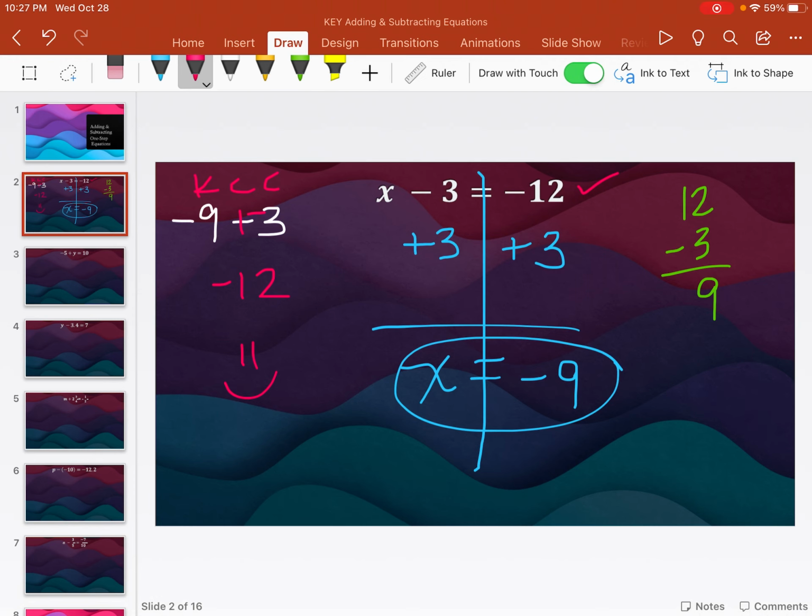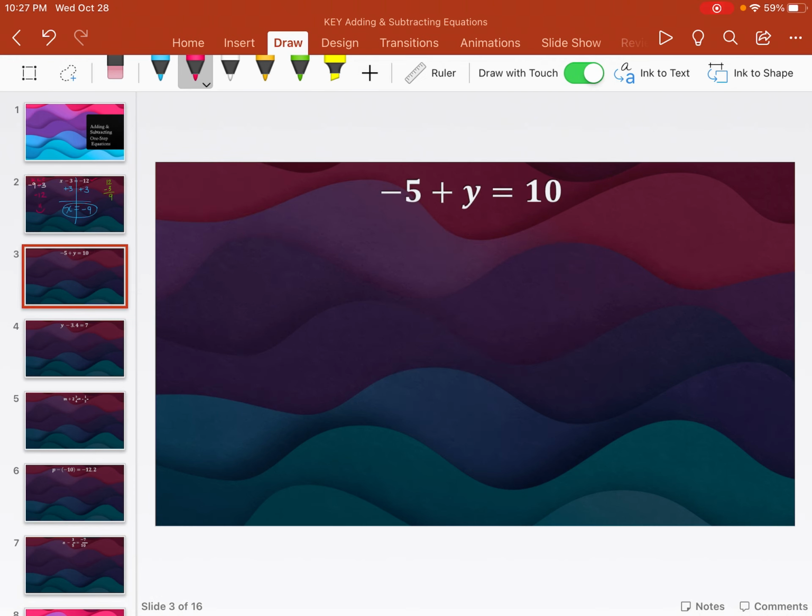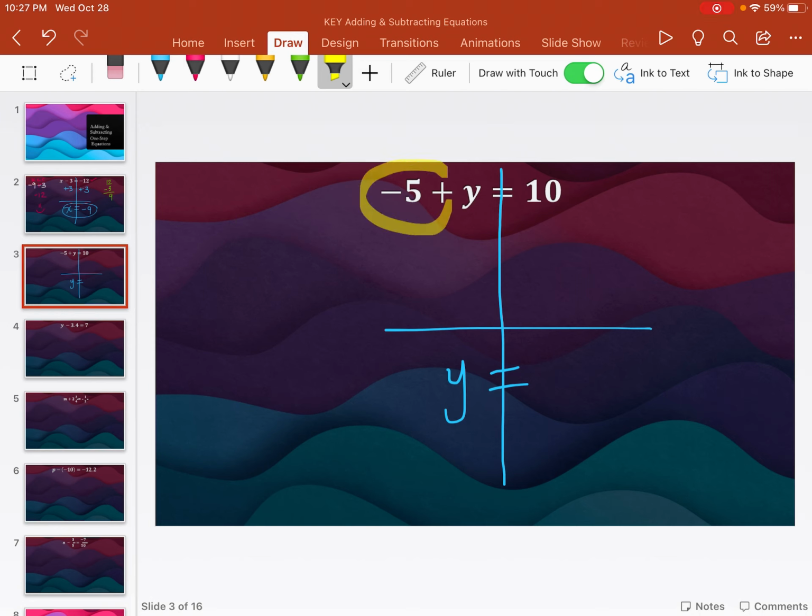Okay, let's go ahead and look at number 3. Same thing. First thing we want to do is draw our line down the middle. Okay. Negative 5 plus y equals 10. Our goal here is to get y by itself, so that after we do our work, we have y equals our answer. So to do that, I need to get rid of this plus negative 5.